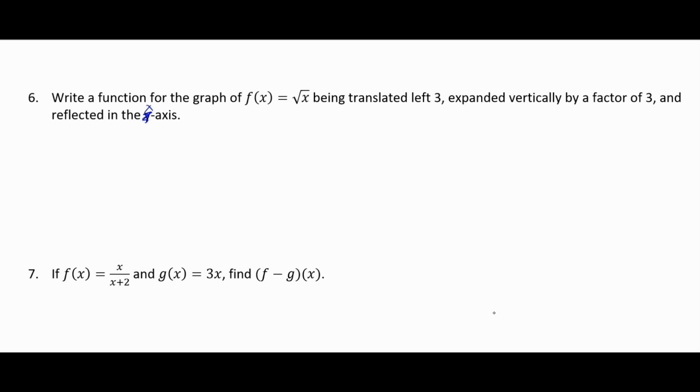So being translated left 3, we know that's going to be square root of x plus 3 because you add it inside the function. Expand vertically by a factor of 3. So that's where we're multiplying by 3. And then reflected in the x-axis, that's where you make this a negative. So that's going to be our equation right there. So we could just call this y equals negative 3 times the square root of x plus 3. So being able to take the verbal description and combine it into the written form.